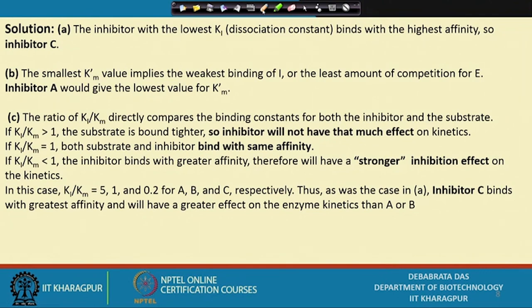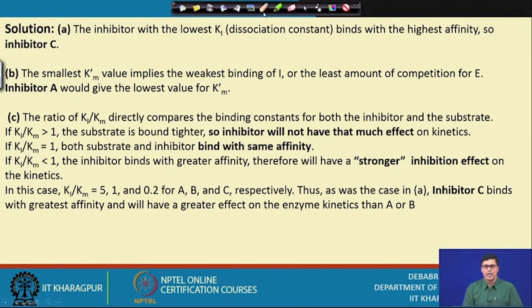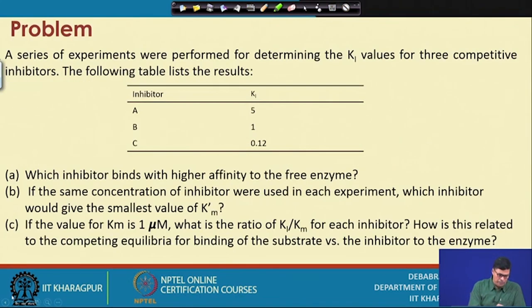So, the first solution. The first question was: which inhibitor binds with higher affinity to the free enzyme? We have three inhibitors with different Ki values, where one Ki value is high and another is low.